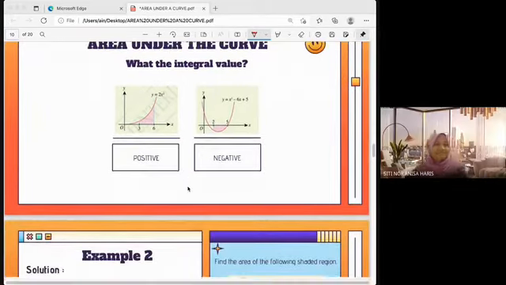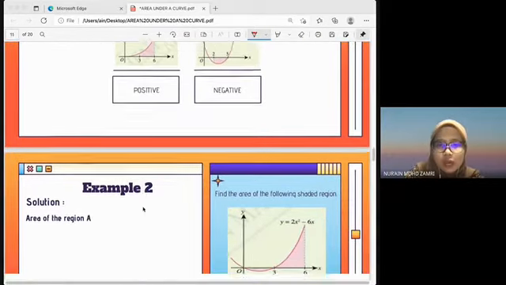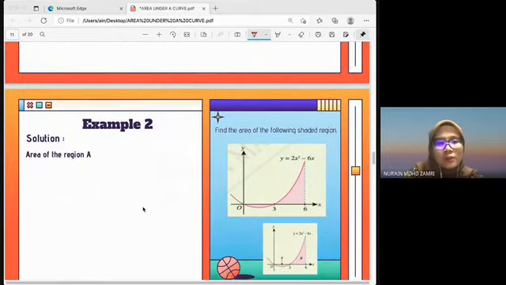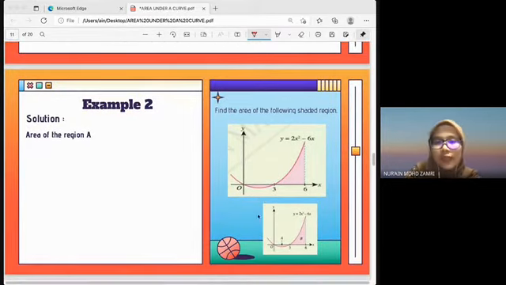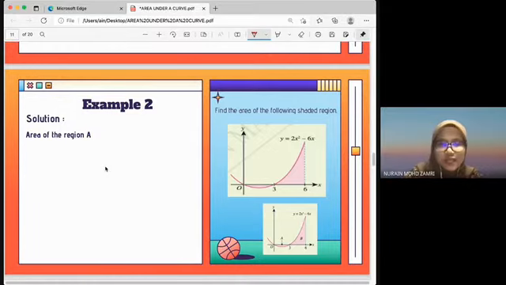Okay, next we'll go to example 2. Before that, how do we calculate when we combine the shaded region above and below the x-axis? We need to make two integrals. Yes, we have to separate the regions first. So first, let A be the area of the shaded region below the x-axis, and B be the area of the shaded region above the x-axis.